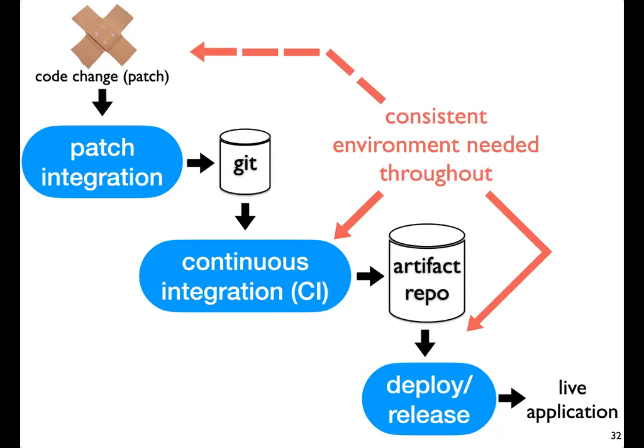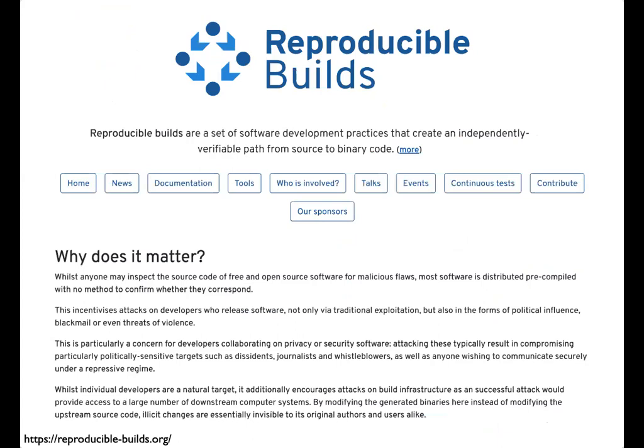So that's why it's super important that throughout, and even that's the dashed edge, maybe even the developers on their own machines, they actually have exactly the same environment as will be used during CI and deployment release. So that's super important from that point of view. There's another point of view actually that recently has gotten a lot of attention, which is basically reproducible builds.